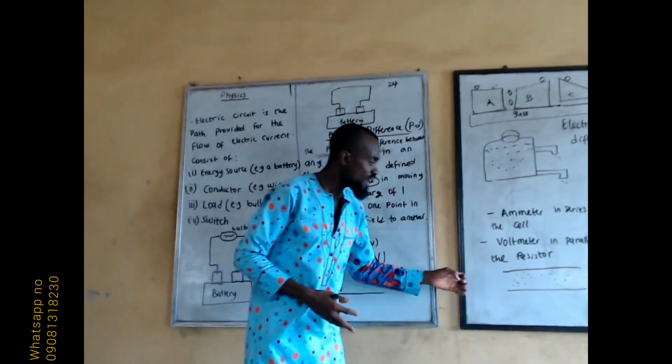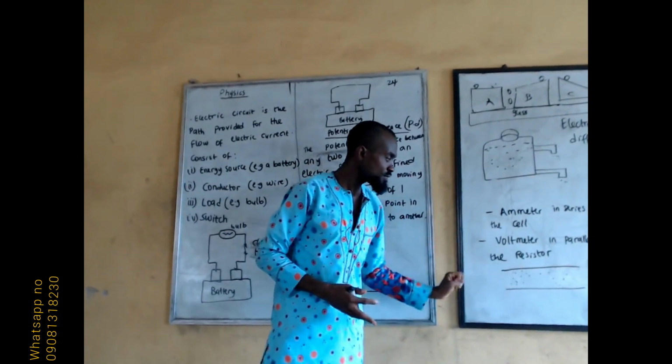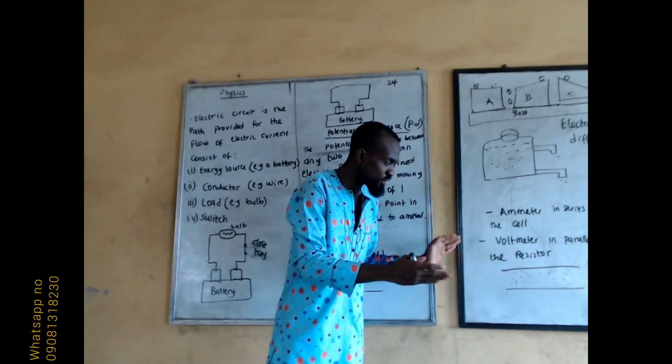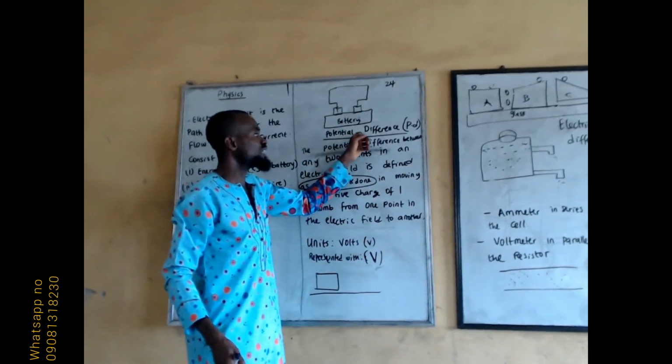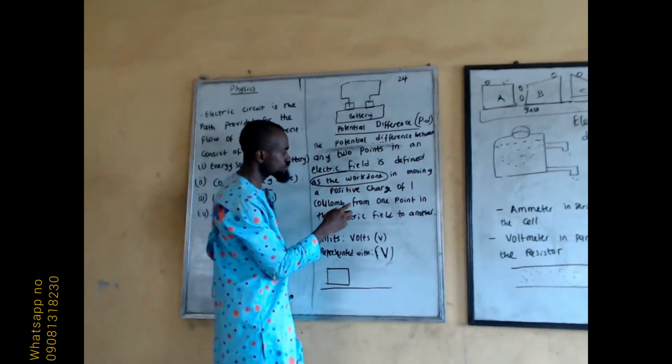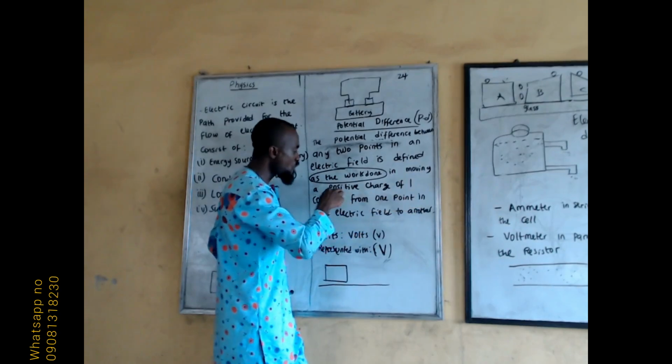The charge will have to move. There has to be a difference. But that work done moving that positive charge, that difference that will make that positive charge move from one point to another, is what we call potential difference. Now look at it very well. There must be a difference for one positive charge to move.